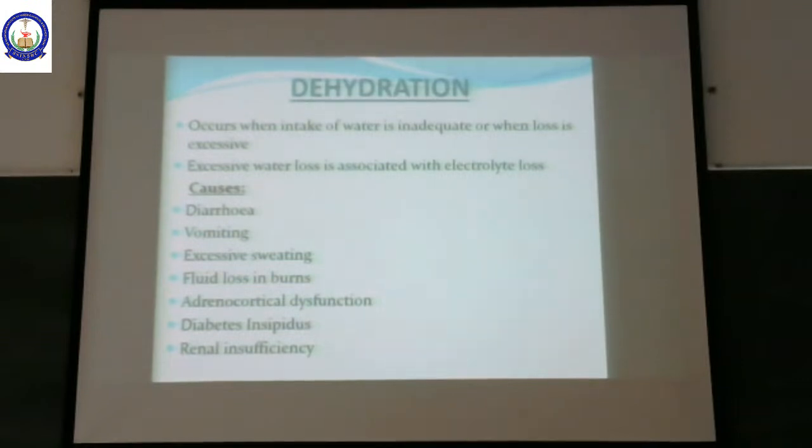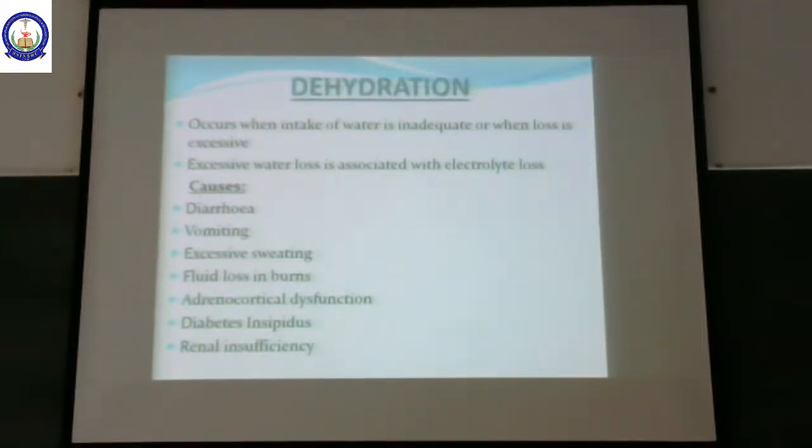What are the other causes? Diarrhea, vomiting, excessive sweating, where fluid loss can be very severe. Adrenocortical dysfunction. I told you about the aldosterone, angiotensin system, right? So those dysfunctions can cause it. Diabetes insipidus is a condition where there will be excessive loss of fluids from the body, and then renal insufficiency. The kidney has some problem, the renin angiotensin system doesn't function properly. That is where we can have some amount of dehydration too.